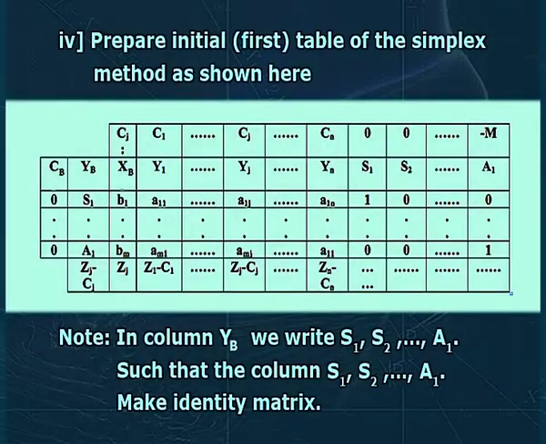Step 4. Prepare the initial or first table of the simplex method as shown below. Now we prepare the table shown here. In the first line, we write the values of the cost coefficients C1, C2, Cj, Cn. Then in the second row, we write Cb, Yb, Xb, Y1, Y2, Yj, Yn, S1, S2 and A1. And then we fill up all the rows and columns according to the given restrictions. Note, in column Yb, we write S1, S2 up to A1 such that the columns S1, S2 up to A1 make an identity matrix.